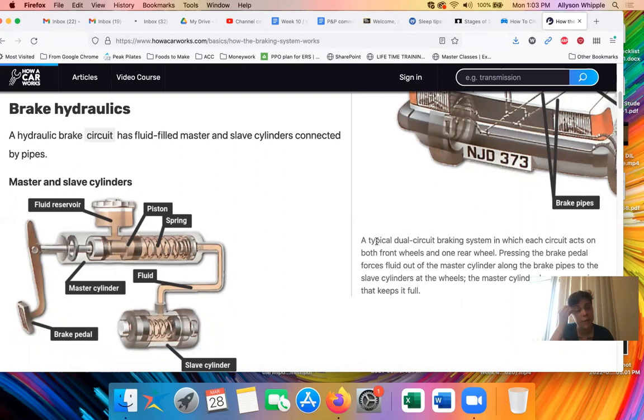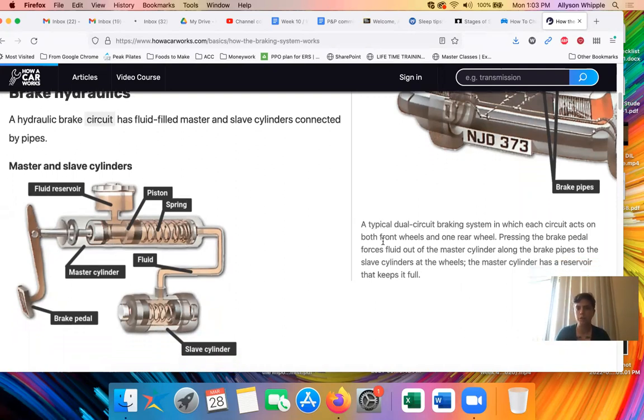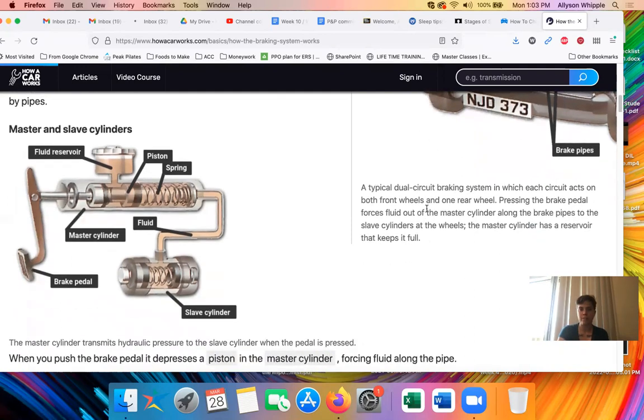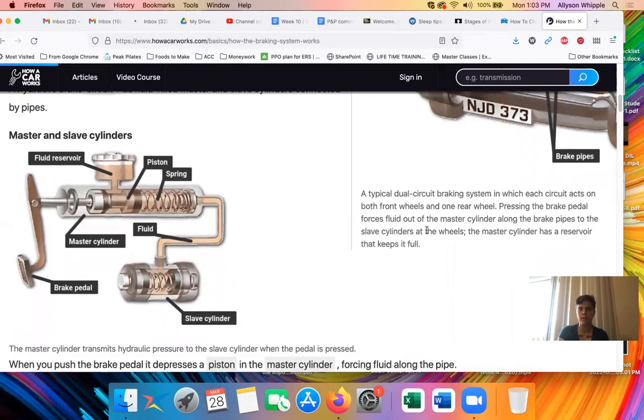It's kind of a long caption, but so: a typical dual circuit braking system in which each circuit acts on both front wheels and one rear wheel. Pressing the brake pedal forces fluid out of the master cylinder along the brake pipes to the slave cylinders at the wheels. That is a technical term. I have not found something to replace it. I looked, sorry. The master cylinder has a reservoir that keeps it full.